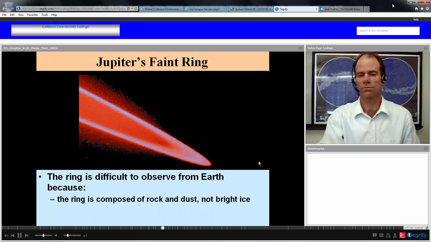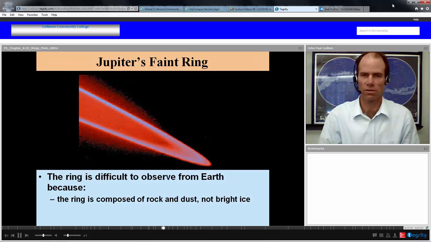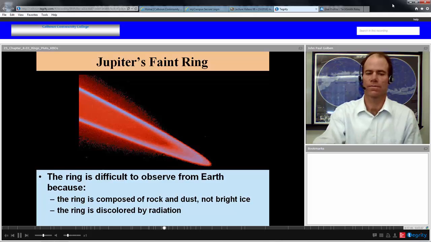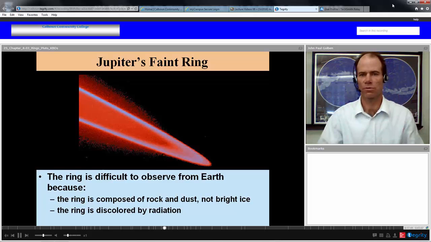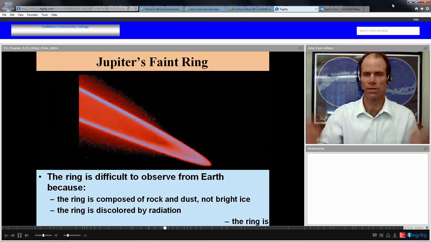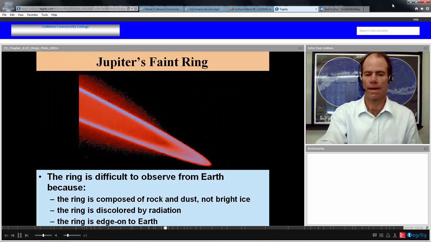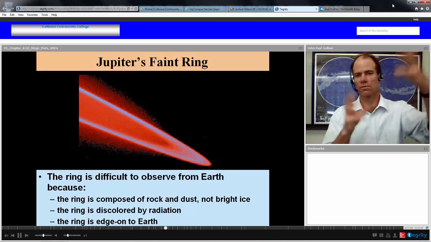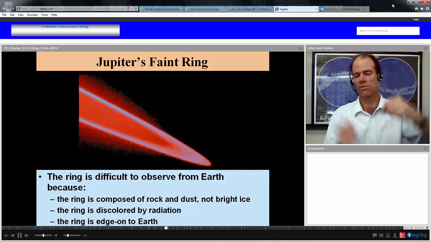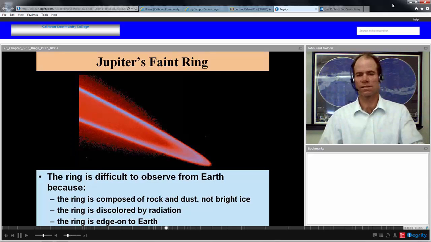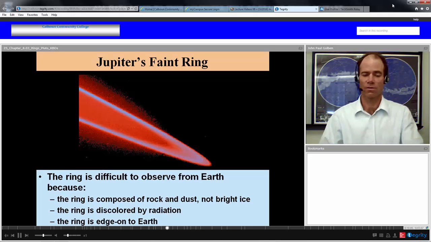It's difficult to observe from Earth because the ring is not necessarily composed of icy particles that reflect well, but instead of rock and dust. It's discolored by the incredible radiation being transmitted by Jupiter, and it's edge on to us. Jupiter is straight up and down. The ring system is around its equator, so to us the ring system is always edge on, and hence, as we saw with Saturn recently, when the ring system is edge on, it's very difficult to see from Earth.